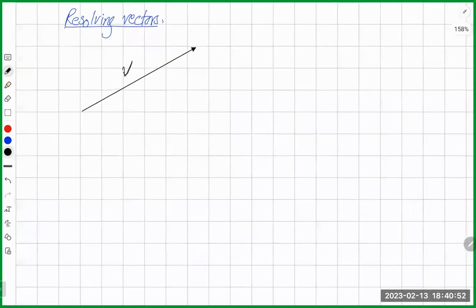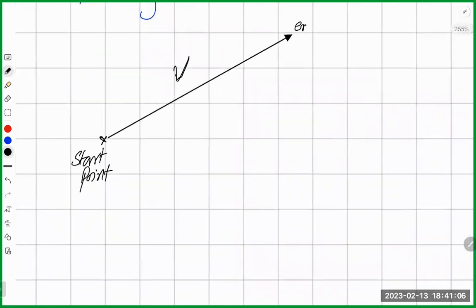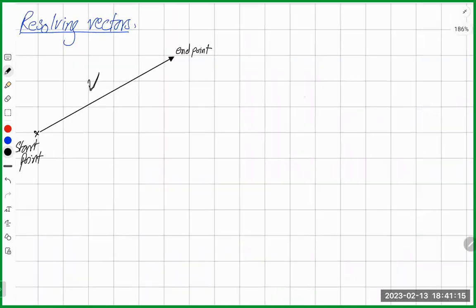So if this is the starting point, and this is the end point, let's call it the start point. The tail of the vector is always the start point, and this is the end point of the vector. The head is the end point of the vector. Now, if this is right, this is left, this is up, and this is down.